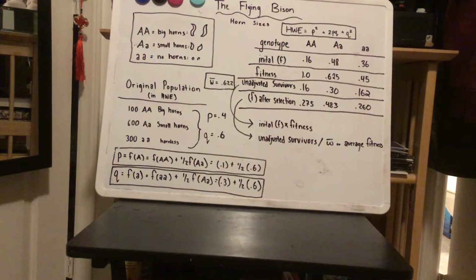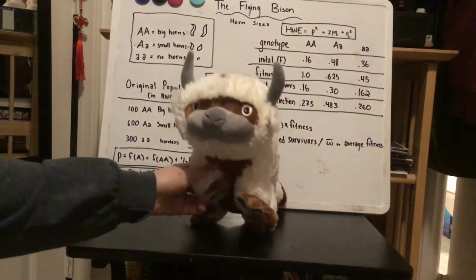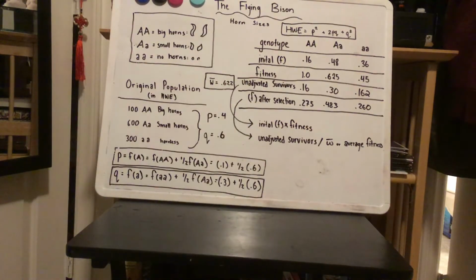So we're going to be talking about a species called the flying bison and their horn sizes. This is what a longhorn flying bison looks like. There's a lot of information on this board, so let's just go ahead and start breaking it down.